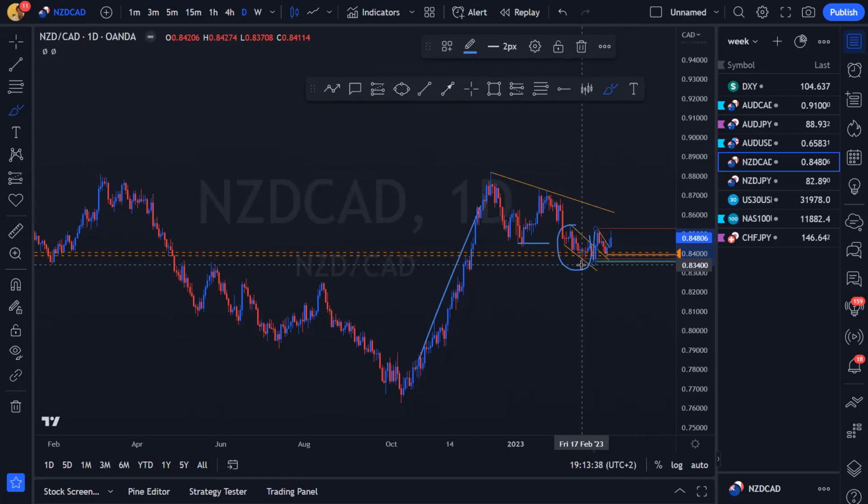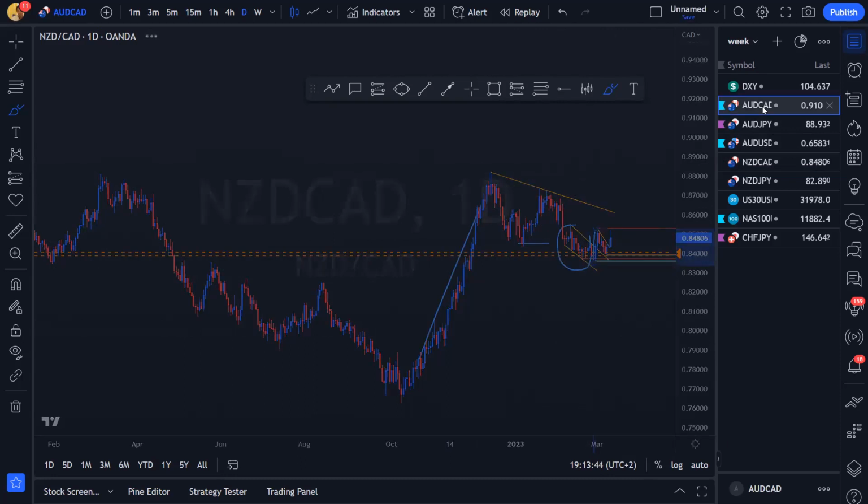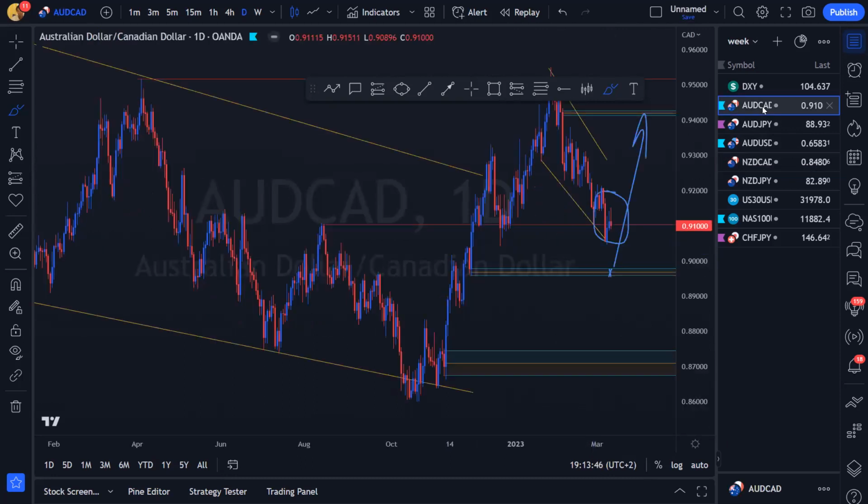So for now, we'll exercise patience. If we want to buy New Zealand dollar CAD, let's rather look at AUDCAD, because both of these pairs are positively correlated. And you guys can see there's a much clearer setup on AUDCAD than there is on New Zealand dollar CAD for that exact same buy.